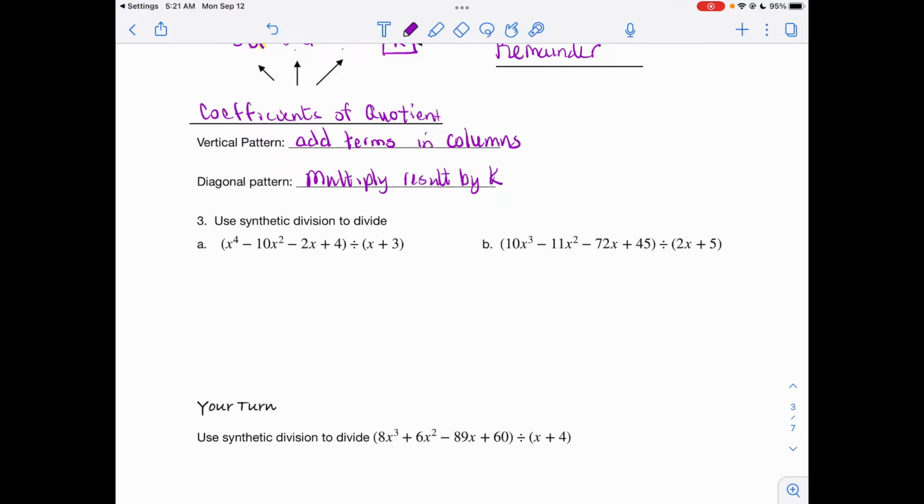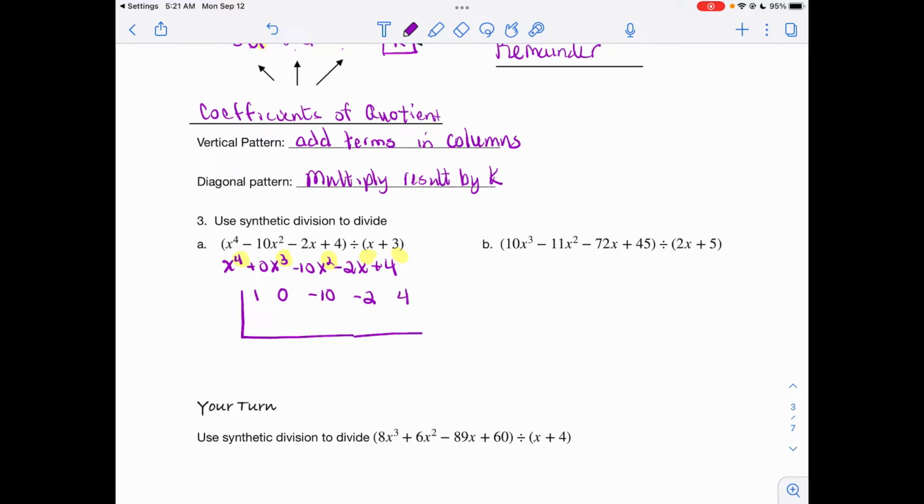We're going to divide this polynomial x to the fourth minus 10x squared minus 2x plus 4 by x plus 3. Okay, so first thing I gotta do is put in any placeholders. So I don't have an x cubed term. So again, make sure that the 4, 3, 2, 1, 0 coefficients have to be counting down like that. So when I set up my division here, I'm going to take the coefficient of x to the fourth, which is 1, coefficient of x cubed, which is 0, coefficient of x squared, which is negative 10, coefficient of the x, which is negative 2, and then the constant term.